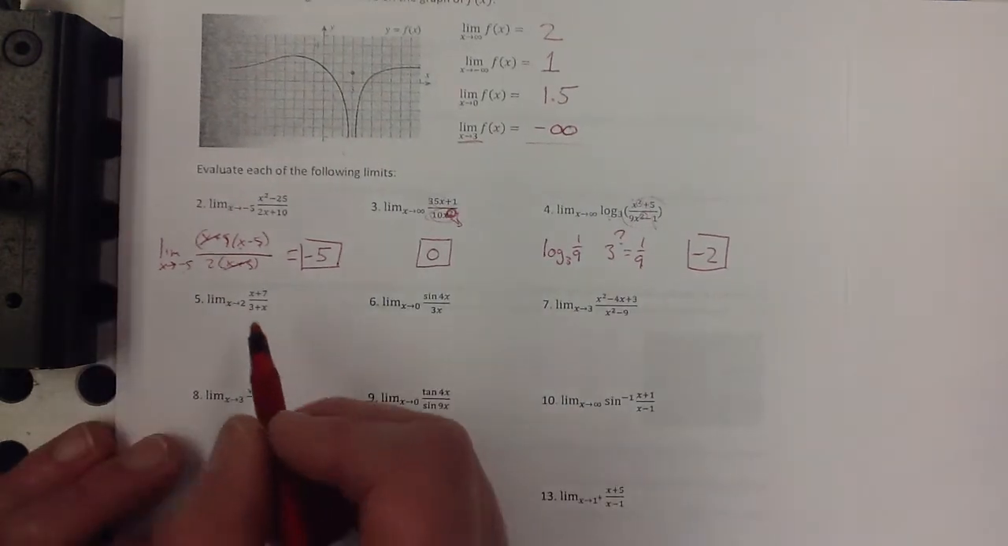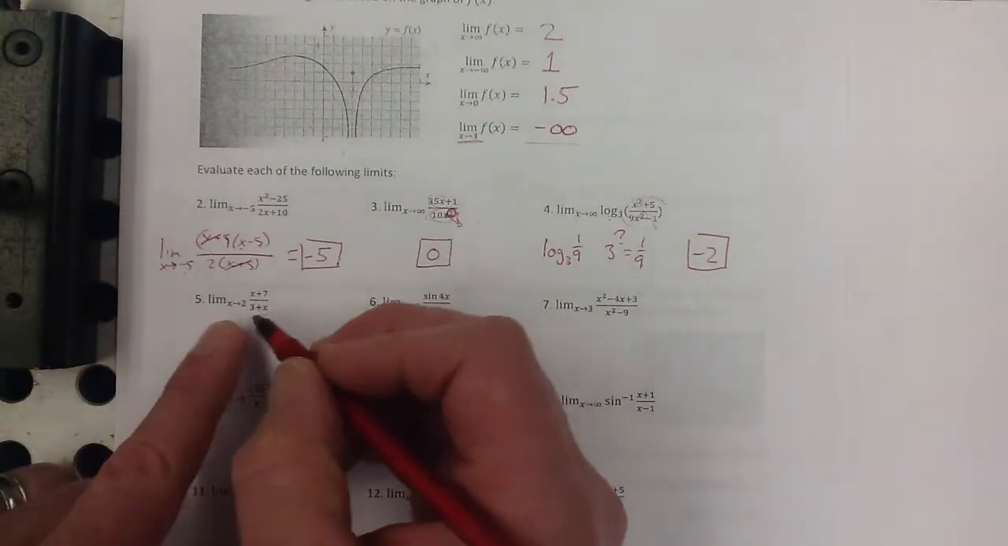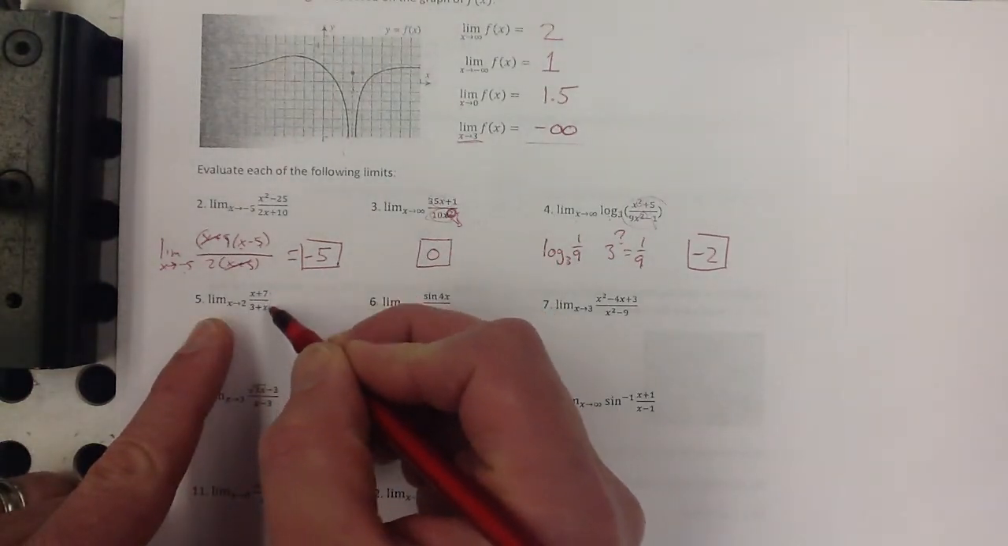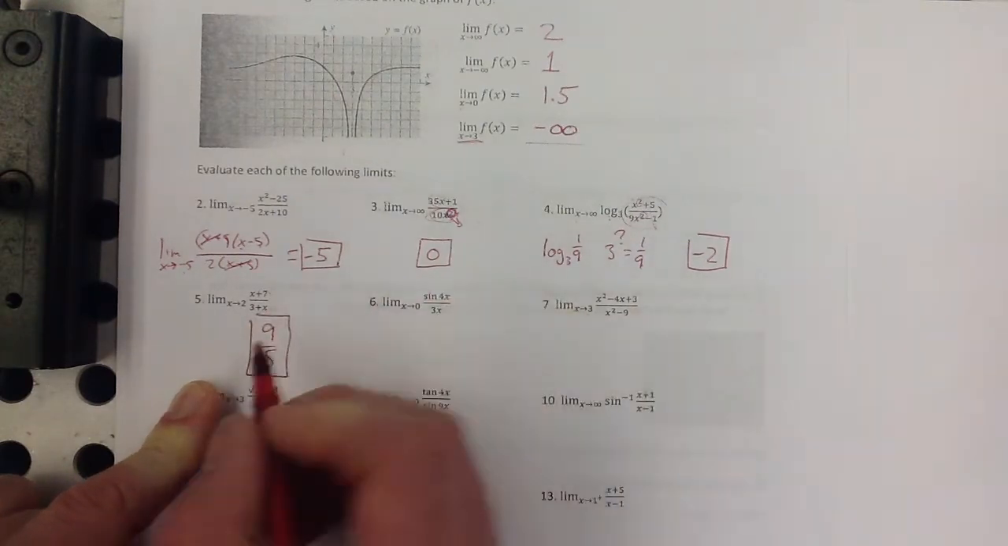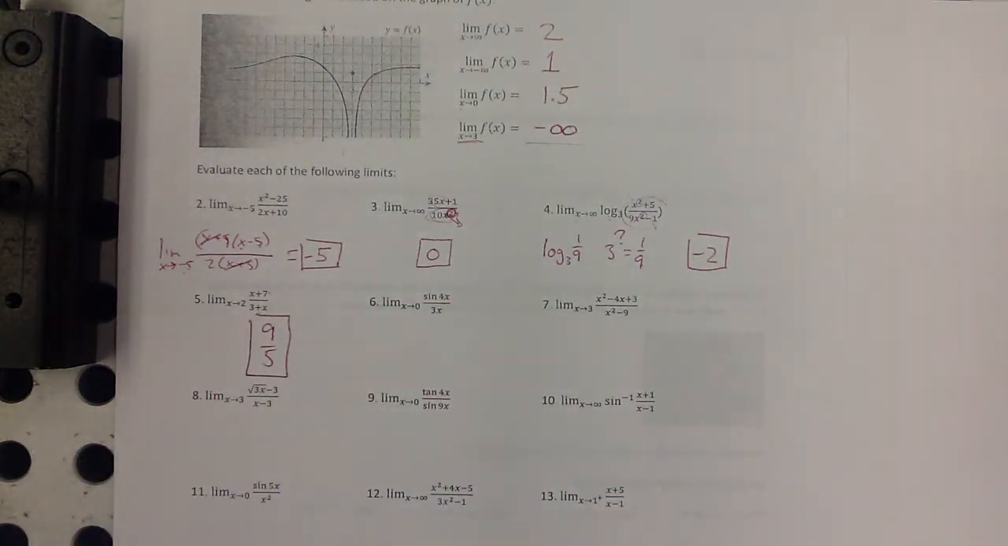All right, number 5, as x approaches 2, let's see, we plug in the 2, that gives me 9 over 5, and that's not a 0 over 0. So you always have to check. You never know when it's just going to be a limit that you can plug in the number.